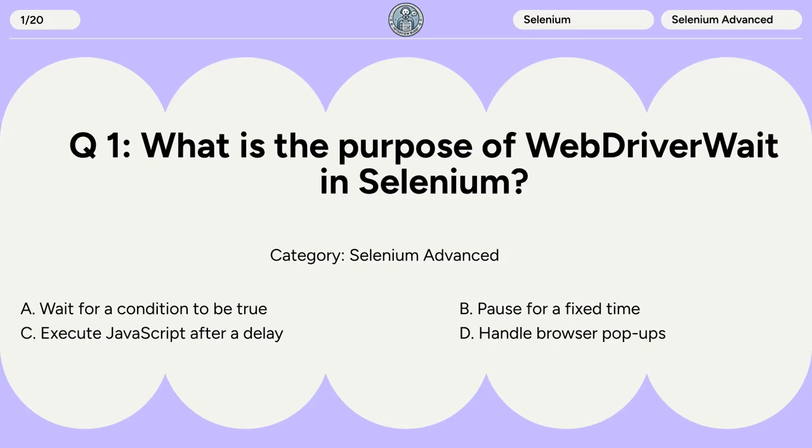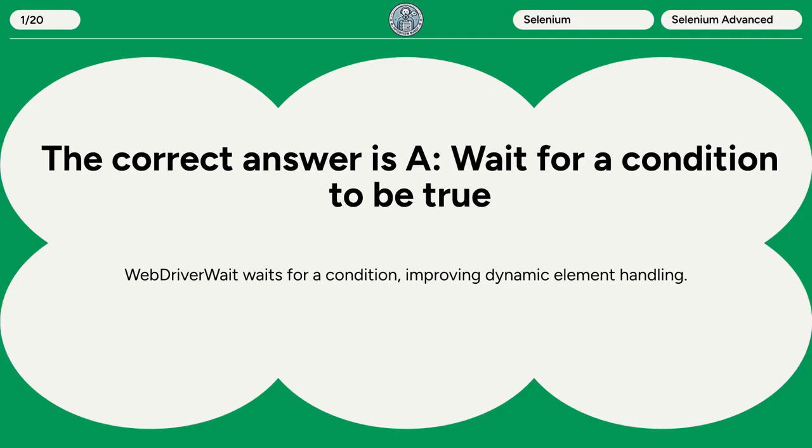A. Wait for a condition to be true. B. Pause for a fixed time. C. Execute JavaScript after a delay. D. Handle browser pop-ups. The correct answer is A. Wait for a condition to be true. WebDriver wait waits for a condition, improving dynamic element handling.